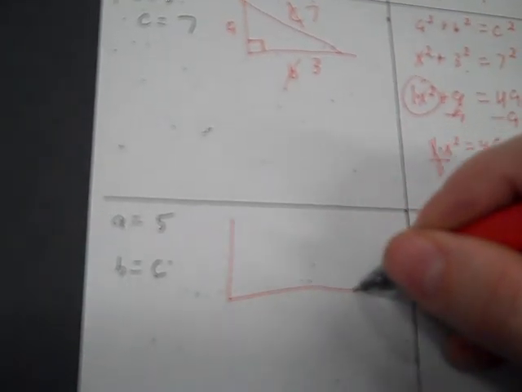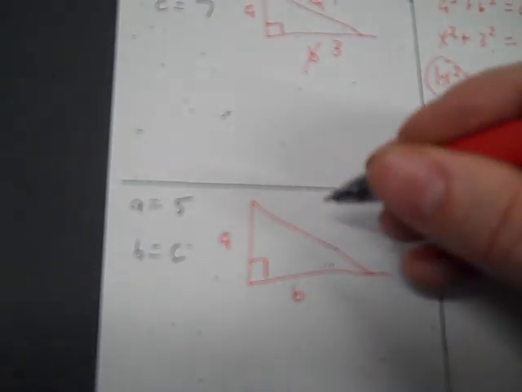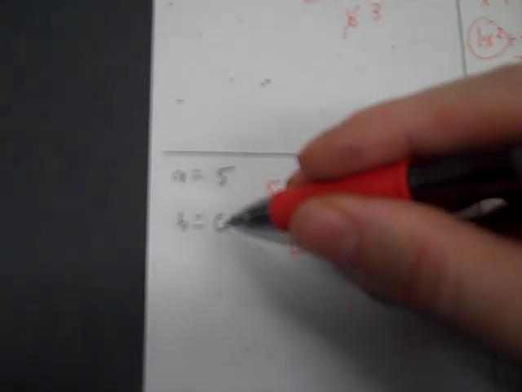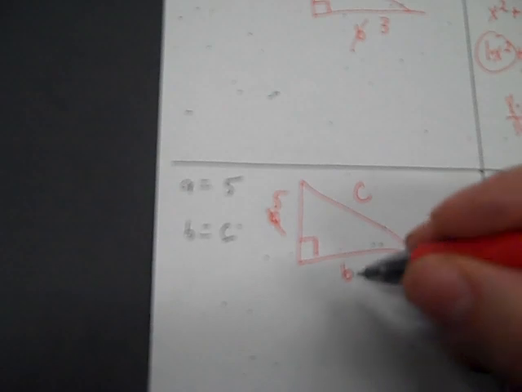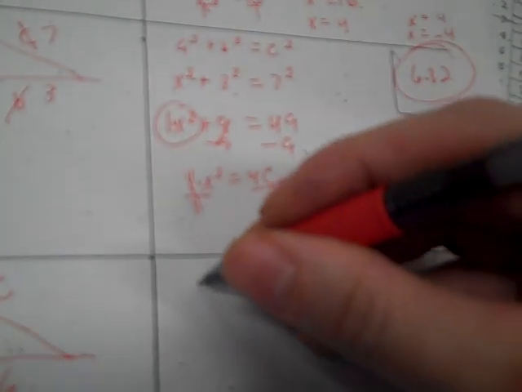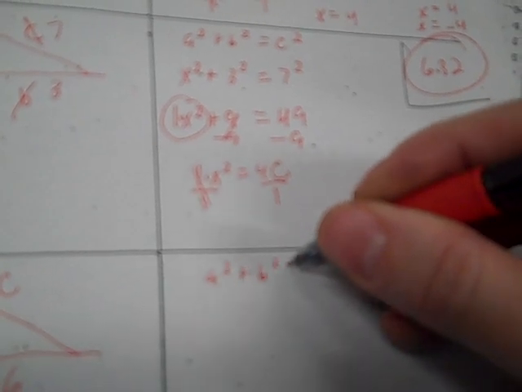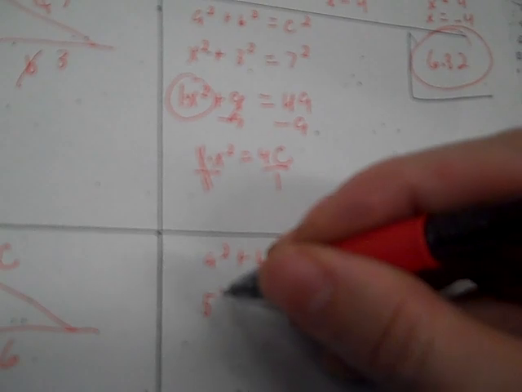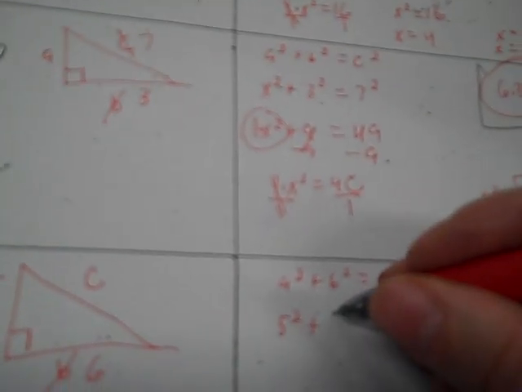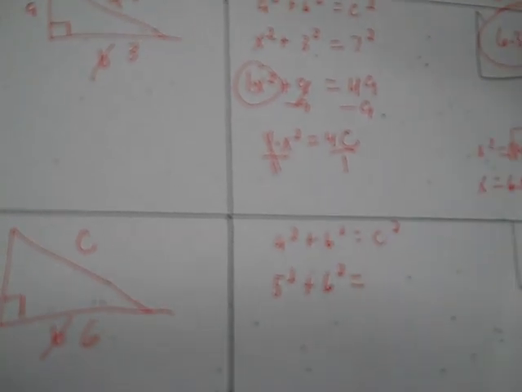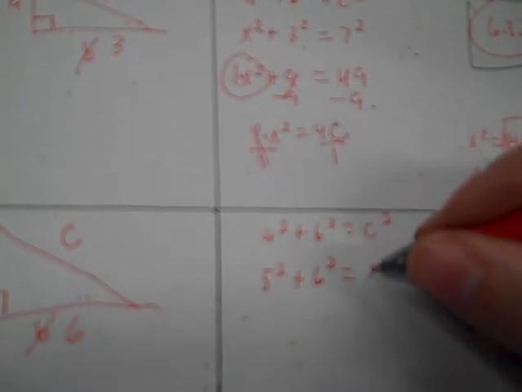So I make my right triangle. A, B, C. So I know A is 5, C is 6, B is 6. That's a horrible looking 6, but that's what it's supposed to be. Then A squared plus B squared equals C squared. Okay, so A I have 5 to the second. B I have 6 to the second. And C I don't know, that's x to the second.